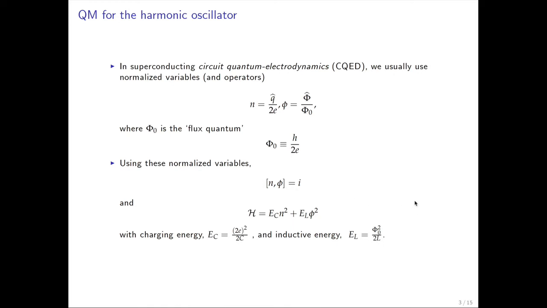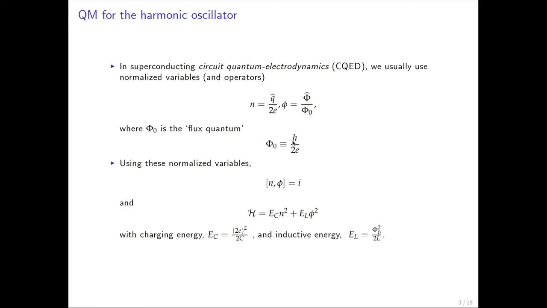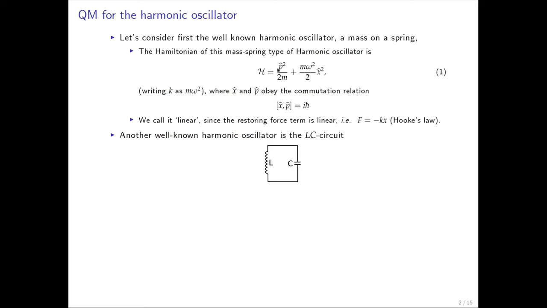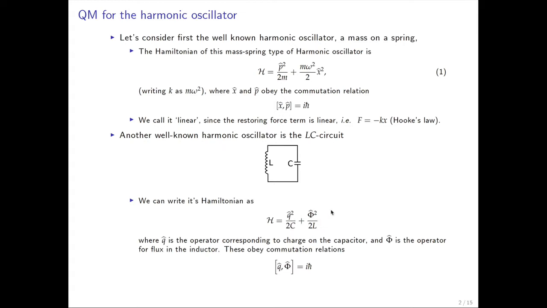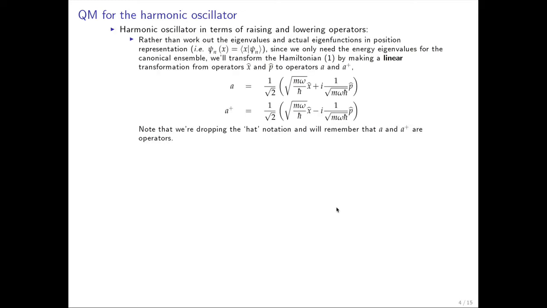Okay, so anyway, we have this harmonic oscillator. We haven't really said anything about it. It involves the two variables, and the Hamiltonian's quadratic in these two variables. That's all. Well, how do we deal with this oscillator? You can write the Hamiltonian in terms of scaled variables, or in terms of momentum and position, or in terms of charge and flux. But probably, when you had this in quantum physics, you actually worked in position and momentum, and you worked out the eigenvalues and eigenfunctions in position representation.